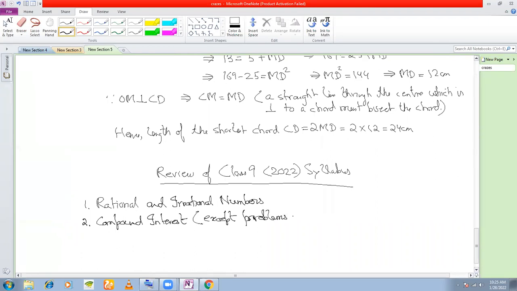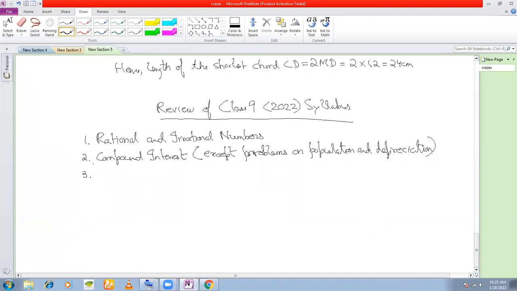Yes, except problems on population and then depreciation. Sir, will it come in my exam? No, it will not come. Except, that is why I have written except. Sir, which you have done in compound interest, that will only come. Yes. That part only. Okay, sir. Expansions, everything. Expansions, I have done everything. So whatever I have done, you go through that.